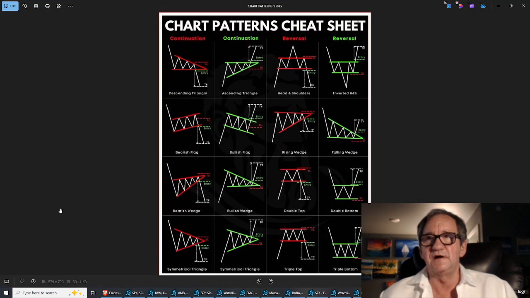So copy and paste this, or Google chart patterns cheat sheet, bullish and bearish reversal patterns, and you can find a diagram or a cheat sheet that you can work off of. And I would say if you really want to become a good trader and make it real simple and real easy, just start learning these chart patterns.